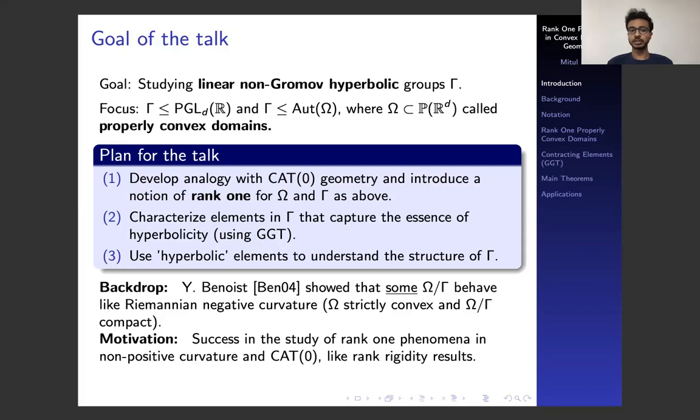The motivation for trying to understand and define a notion of rank 1 in convex projective geometry is the success that has been obtained in the study of rank 1 phenomena in Riemannian non-positive curvature and in CAT(0) spaces. For example, the rank rigidity results, which have been proven in the Riemannian non-positive curvature case and which have been conjectured in the case of CAT(0) spaces.